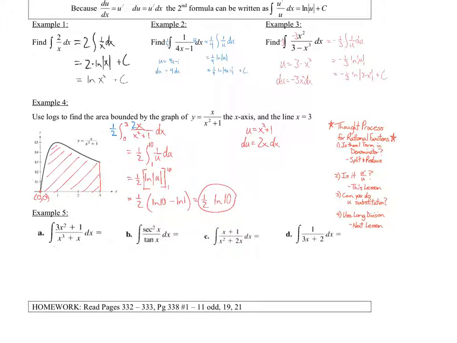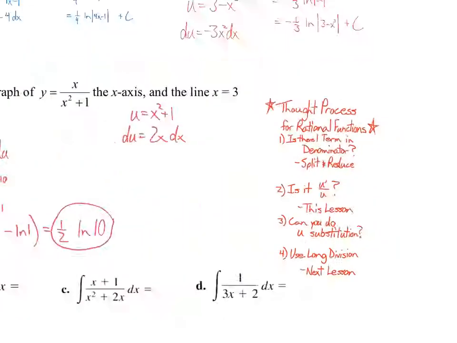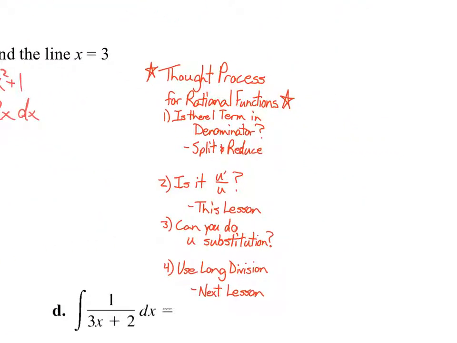So that brings us to some other rational functions here you see in example 5. Now, not all these are technically rational functions. Here you have a trig ratio. But I want to give you a little thought process for when you have rational functions, because all of these are cases where we're doing the integral of 1 over x, or the integral of some kind of fraction like that.